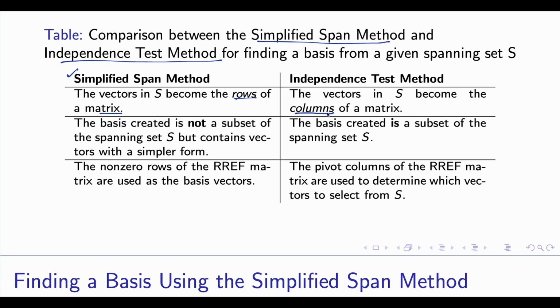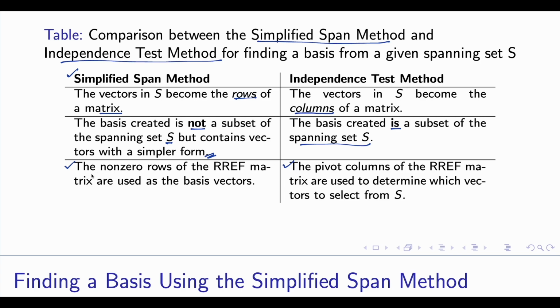So in the independent test method, the vectors are arranged column-wise, and the same procedure is followed, where RREF, the reduced row echelon form, is performed. The basis created in the simplified span method is not a subset of the spanning set, but contains vectors in a simpler form. It means the simplified span method will produce a basis whose elements are not actually from S. But in the independent test method, the basis created is a subset of the spanning set S. We will see an example to understand this difference.